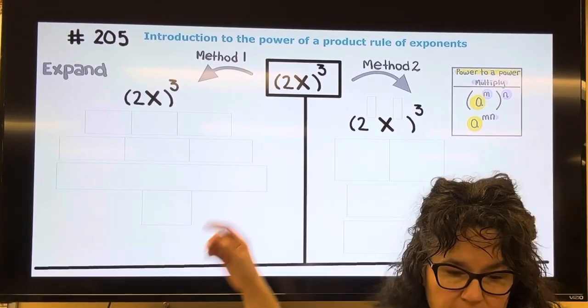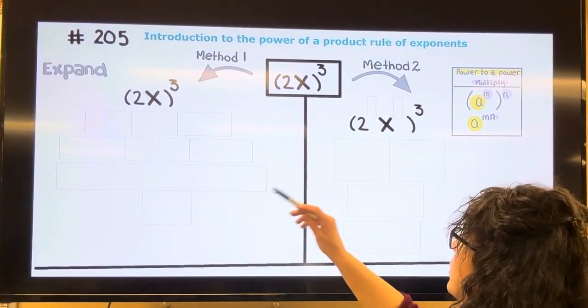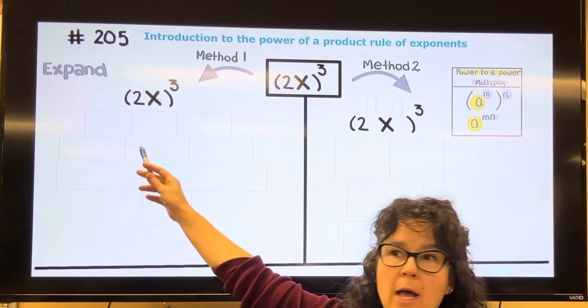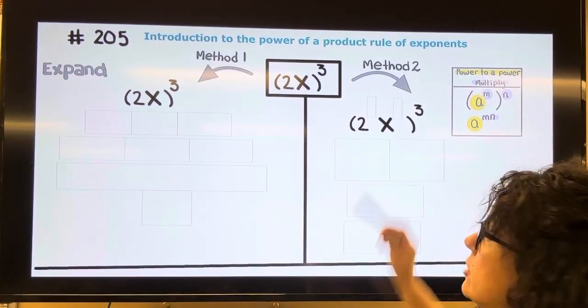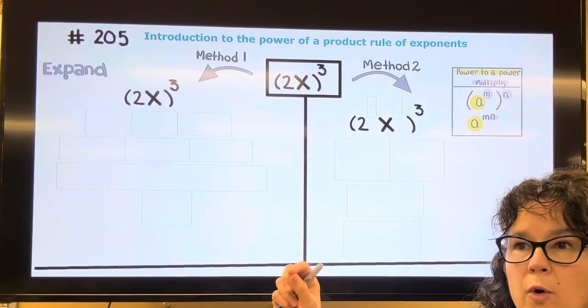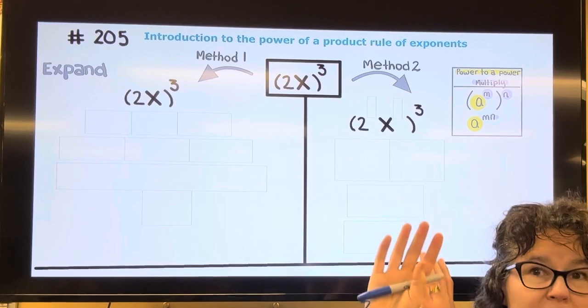If we want to simplify, then we have two different methods. One method, the fallback plan, is to expand. And then the other method is to use our exponent rules. We have power to a power, multiply.